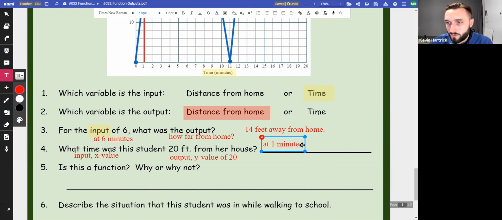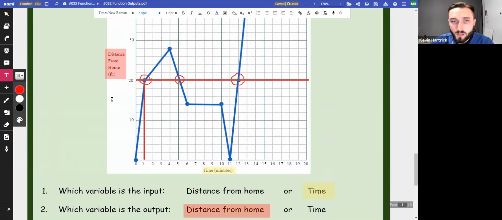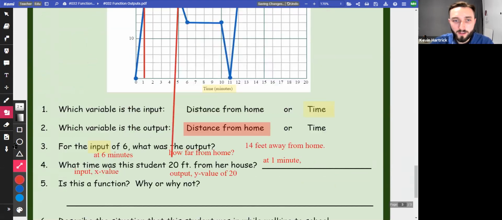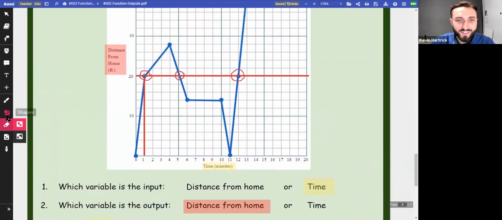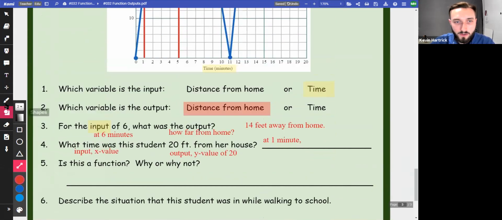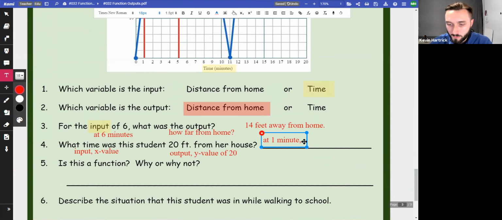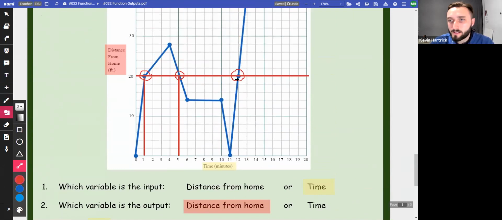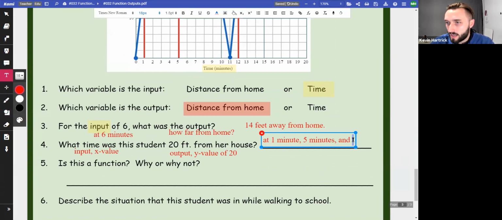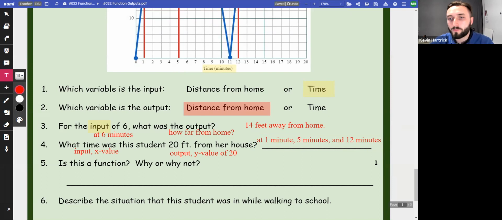Okay, so she was 20 feet away from her house at 1 minute. When else? She was also 20 feet away at this location here. Sorry about that, guys. I was holding down the wrong button. Looks like at 5 minutes, she was also 20 feet away from her house. And the last one looks like 12 minutes. So at 1 minute, at 5 minutes, and 12 minutes, she was 20 feet away from her house.